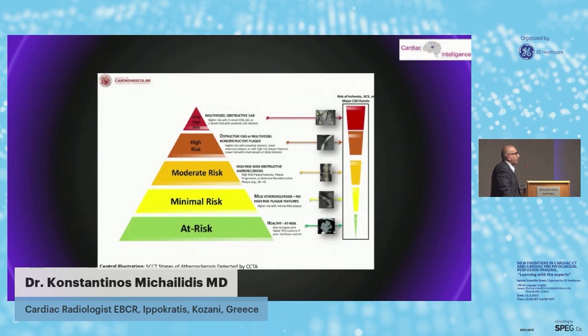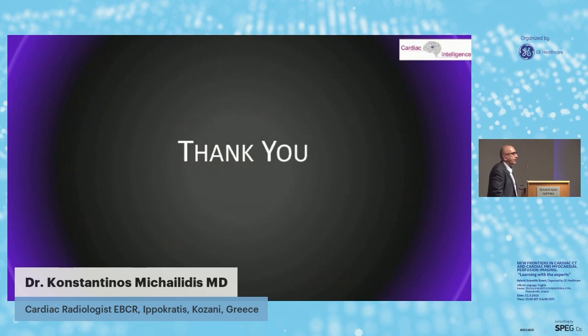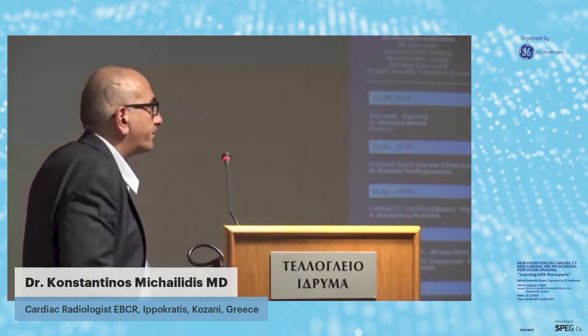From the first paper that I showed you about plaque morphology, what they suggest is that we start characterizing and stratifying our patients in this pyramid depending on the plaque characteristics produced by the CTCA. So we'll have risk stratification depending on calcium score, and risk stratification based on CT coronary angiography. Thank you very much.